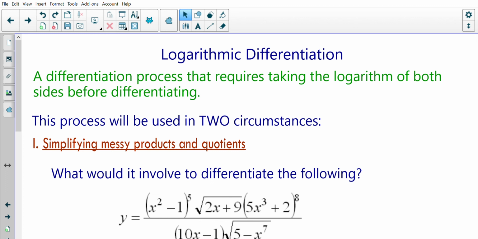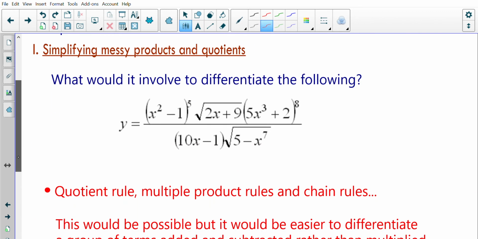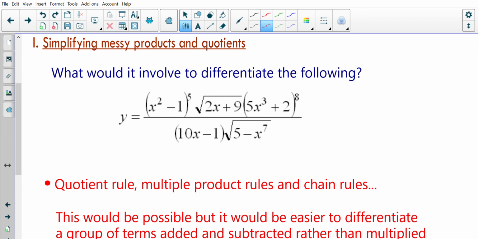So the first one I'll start with will be finding the derivative of what we would refer to as, for lack of a fancy mathematical term, a messy product or quotient. Well, I think if you were to look at this with me, you would agree this is a messy product and quotient. So imagine if I said to you, find the derivative of this. I believe we could, but the issue would be it's a quotient.